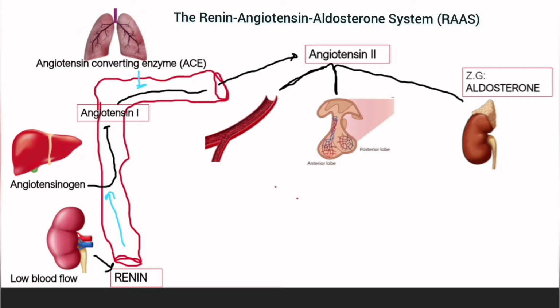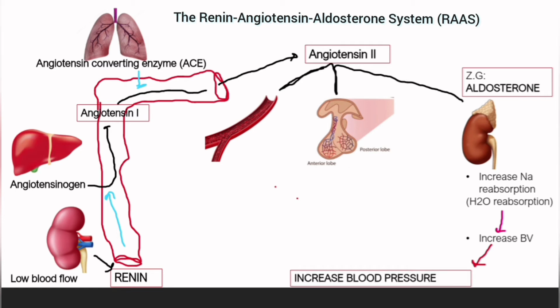The medulla is responsible for releasing catecholamines. The outermost layer, the zona glomerulosa, releases aldosterone. Aldosterone will increase absorption of sodium, and as a rule, water always follows. So there will be water reabsorption, which will lead to an increase in blood volume, thus increasing the blood pressure.